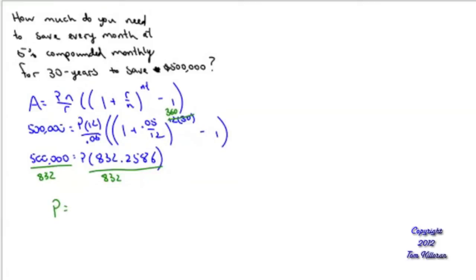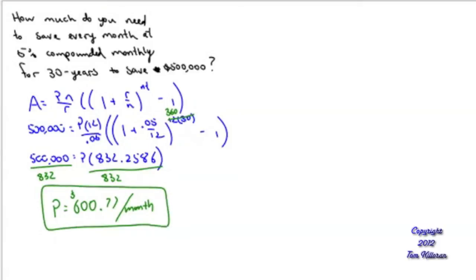600.7725. So about $600 a month, approximately. I got 77 cents, but I used the whole number. Now, be careful with this answer. You have to say $600.77 per month. We're doing it on a compounded monthly basis, so we're going to put away money every month. If you can put away this amount every single month for the next 30 years, you'll have $500,000.